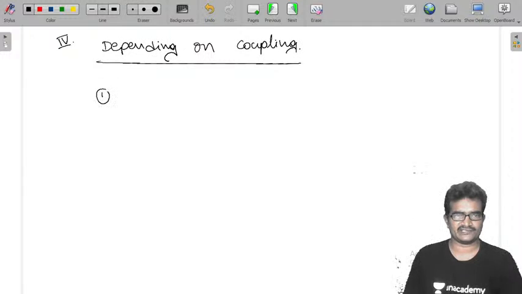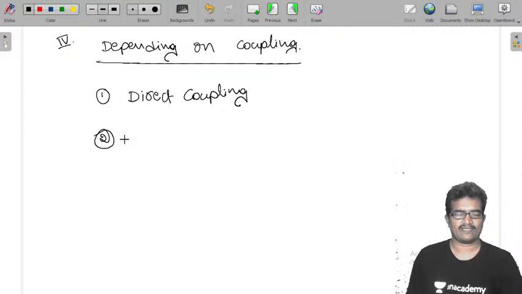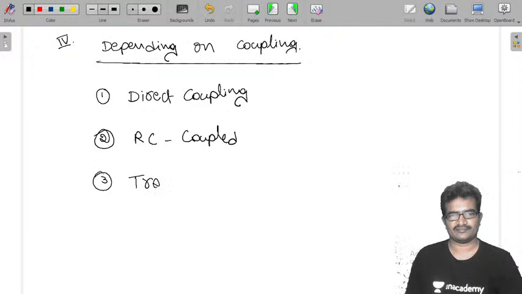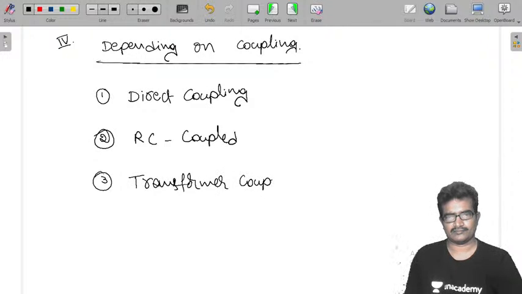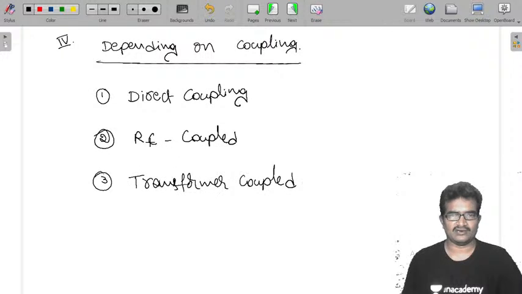So we have three types of couplings in general. First one is a direct coupling. Second one is RC coupling. Third one is transformer coupled. Direct coupling, RC coupled, and transformer coupled. These are the different types.